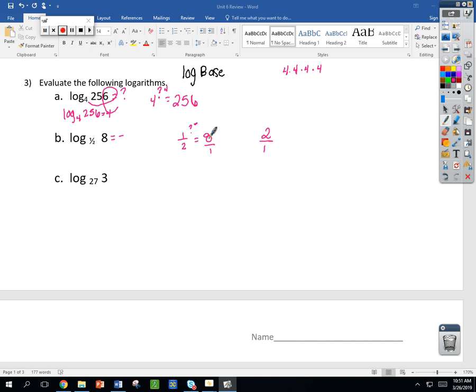Okay, it's 8 over 1. So then I have to figure out, well, how do I get from 2 to 8? 2 to what power? So 2 times 2 is 4, times 2 is 8. So it's 2 to the negative third, 1/2 to the negative third, flips it, and makes it from a 2 to an 8.